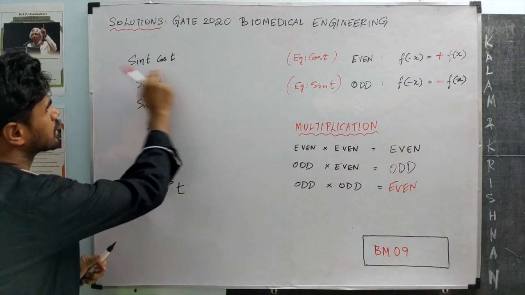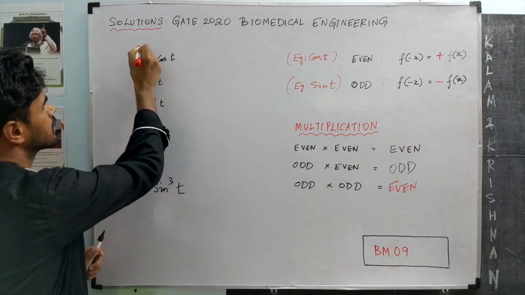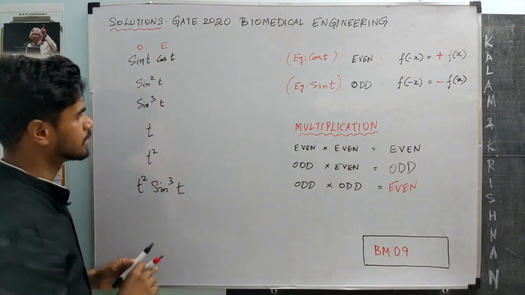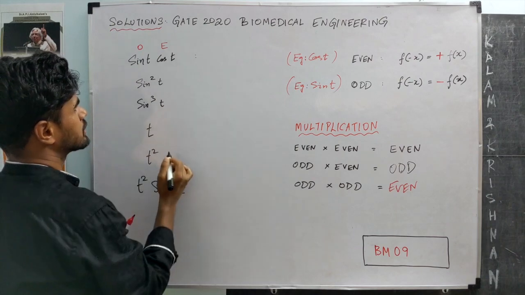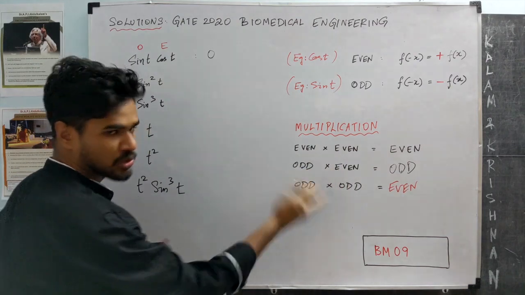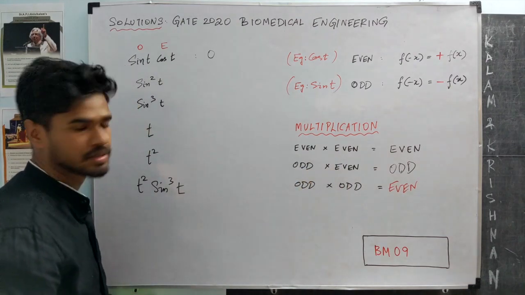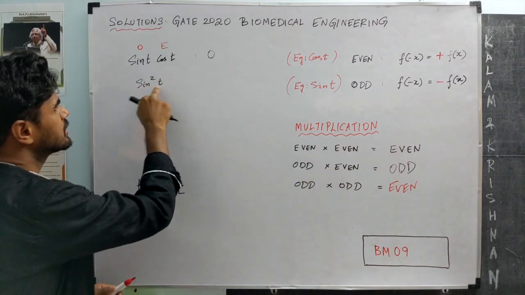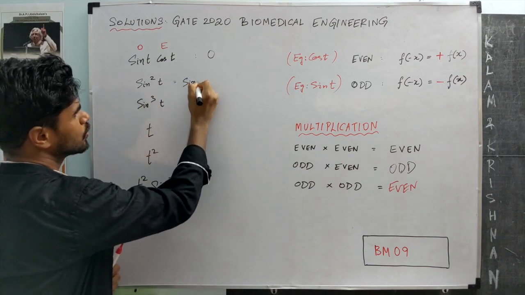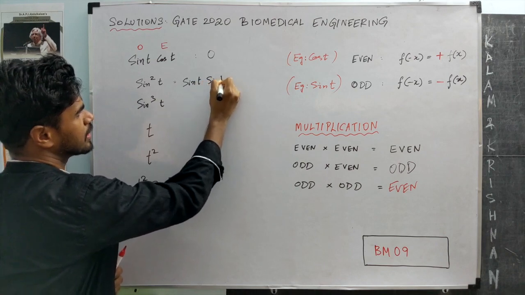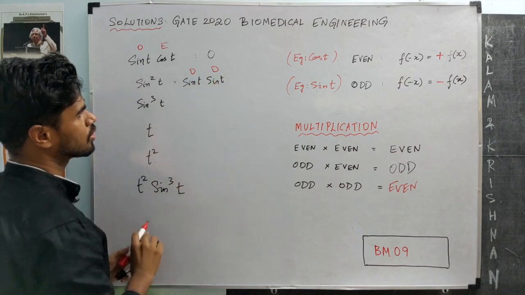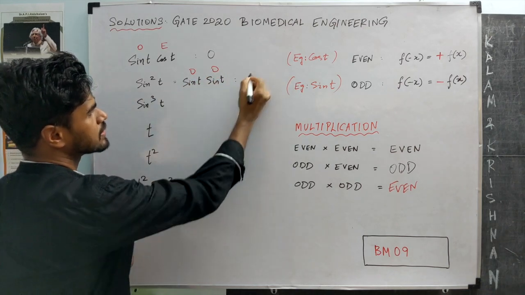So let's take our original example, sin t cos t. Sin t is odd, cos t is even. So what is the product of odd and even? In this case the product is odd. Whether it's odd times even or even times odd doesn't matter. How about sin square t? This function is essentially two odd functions, sin t times sin t. So this is odd, this is odd, so the product of two odd functions is an even function.